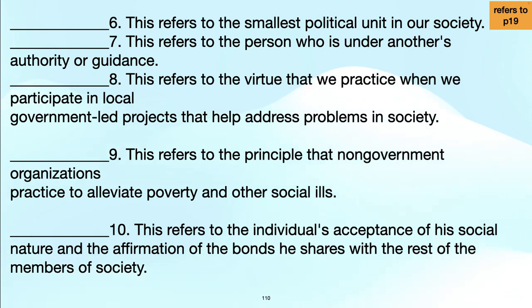Six, this refers to the smallest political unit in our society. Seven, this refers to the person who is under another's authority or guidance. Eight, this refers to the virtue that we practice when we participate in local government-led projects that help address problems in society. Nine, this refers to the principle that non-government organizations practice to alleviate poverty and other social ills. And ten, this refers to the individual's acceptance of his social nature and the affirmation of the bonds he shares with the rest of the members of society.